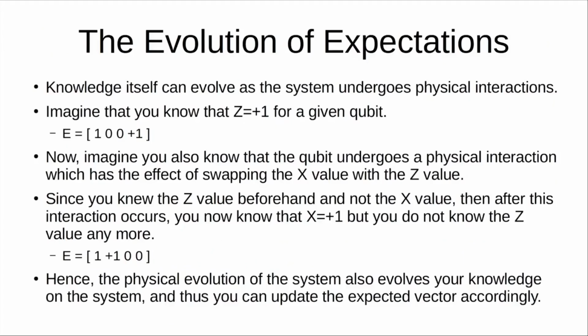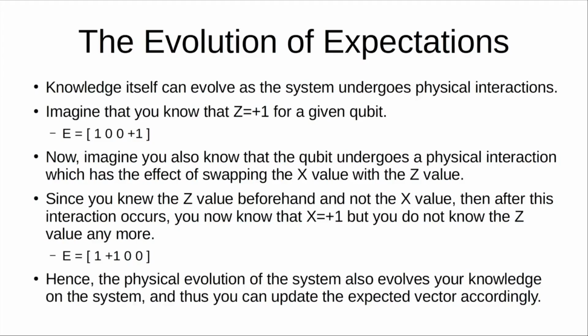So now let's talk about the evolution of expectations. Knowledge itself can evolve as the system undergoes physical interactions. This might seem a bit strange, but let me give you a very intuitive understanding of what this means. Imagine, for example, that you know z equals +1. Now you can see this is what our expected vector would look like: 1, 0, 0, +1. The first element is always 1, and the last element represents the expected value for z.